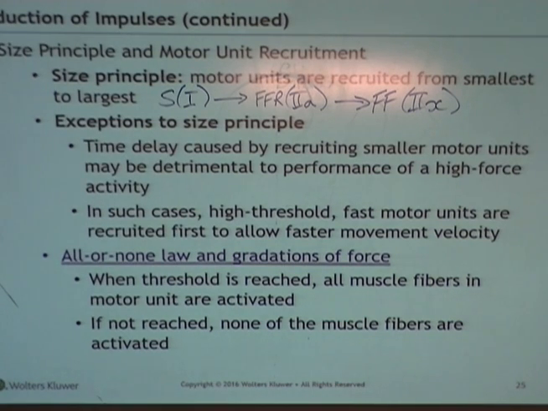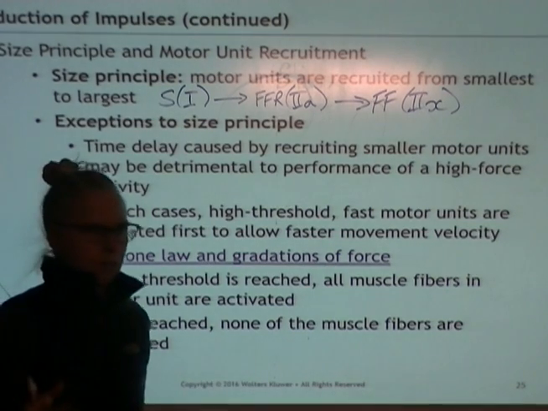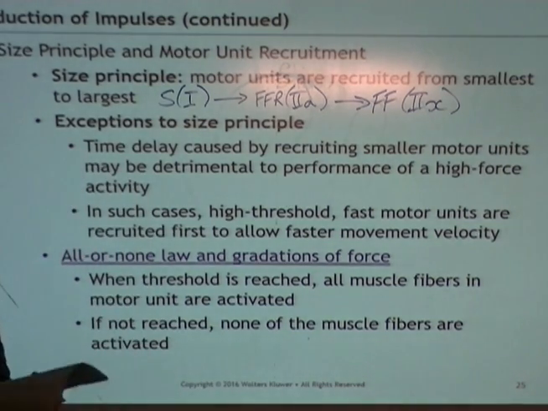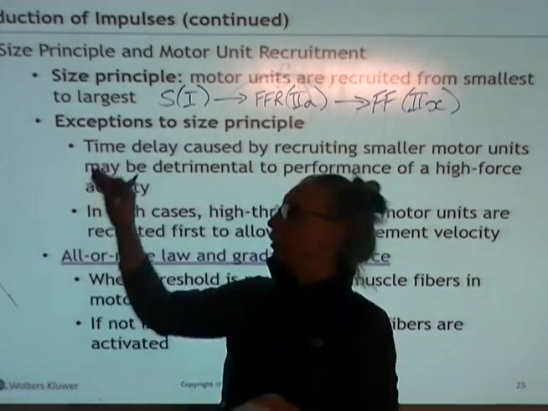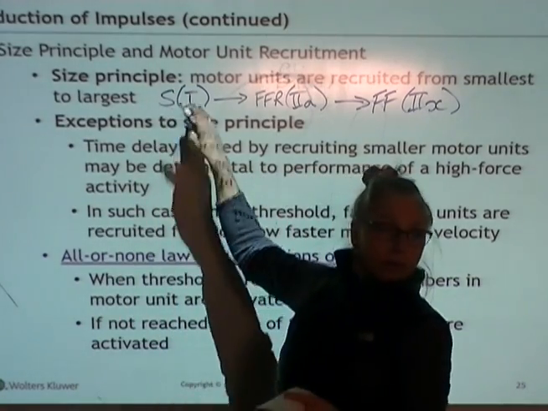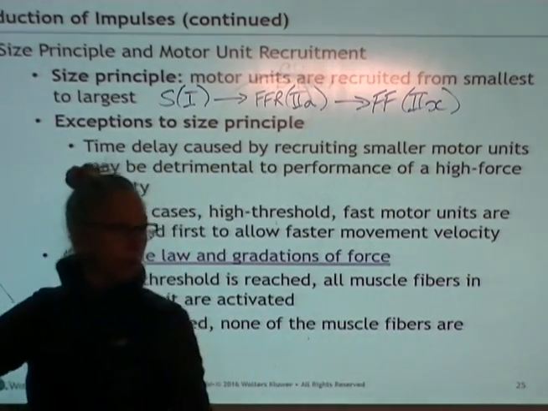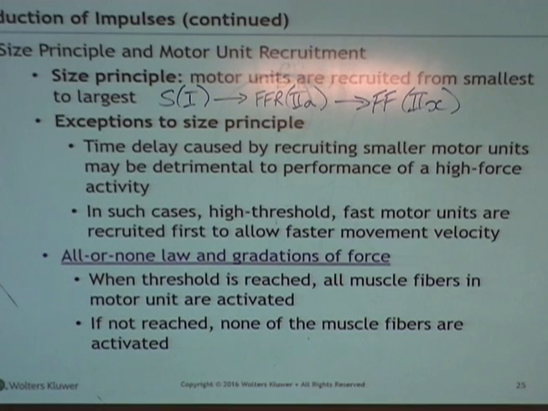So if you're training people and they say, oh, I don't want big muscles, well, you're not going to get big muscles because we're going to do light weights and lots of reps. And so you're going to use more type 1s, and those don't grow so much.